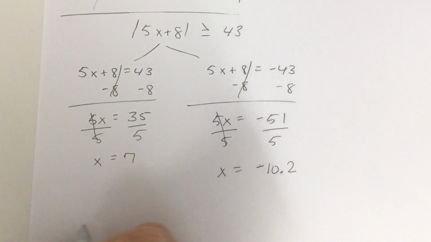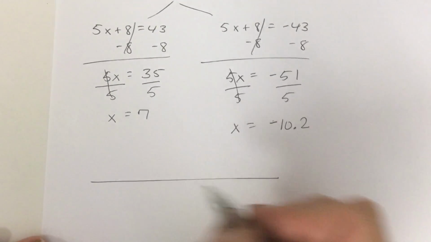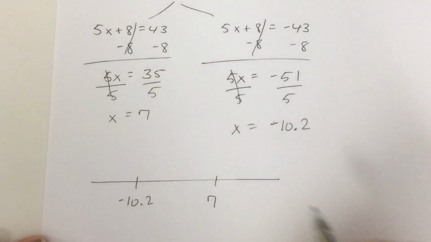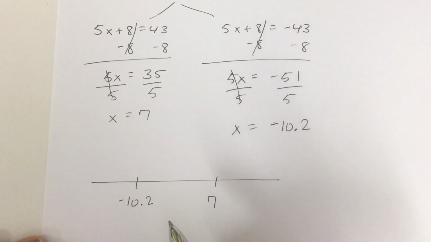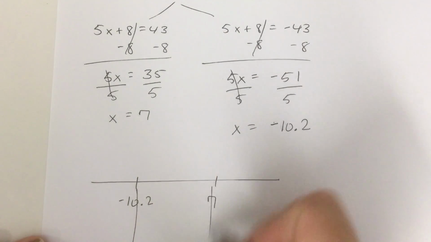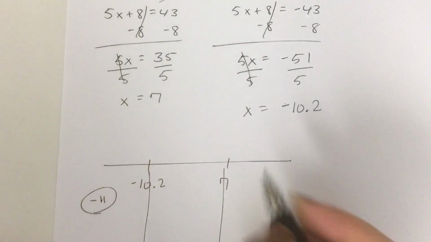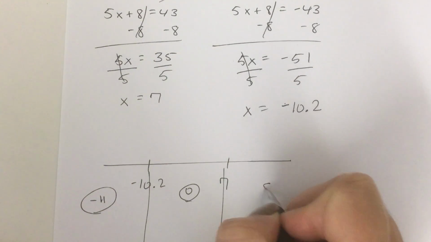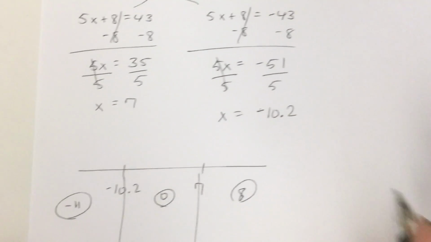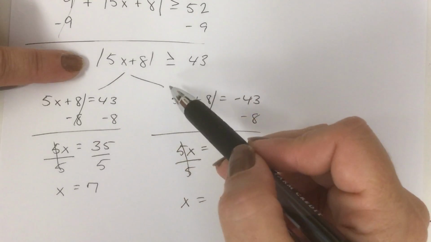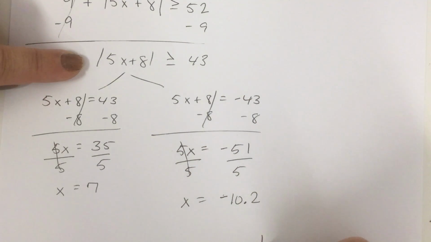So I'm ready to make my number line and put these 2 numbers on here. So here is negative 10.2, here is 7. So I'm going to check numbers in each section. So this could be negative 11, this could be 0, and this could be 8. So if I go back up here to right before I broke it apart, then I have the absolute value of 5x plus 8 is greater than or equal to 43.